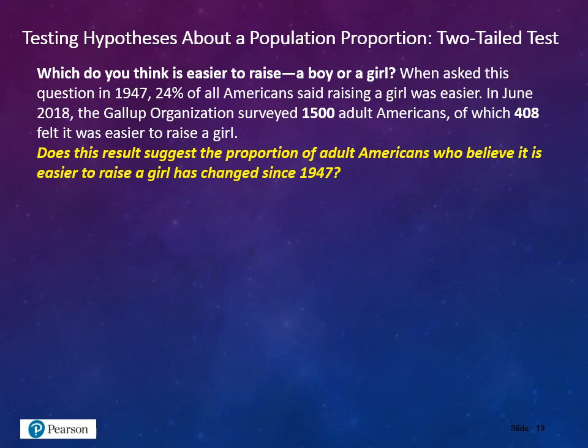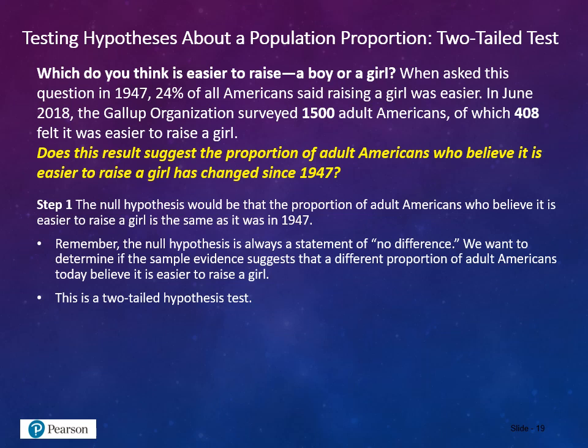Which do you think is easier, to raise a boy or a girl? When asked this question in 1947, 24% of all Americans said raising a girl was easier. In June 2018, the Gallup organization surveyed 1,500 adults, Americans, of which 408 felt it was easier to raise a girl. Does this result suggest the proportion of adult Americans who believe it is easier to raise a girl has changed since 1947?